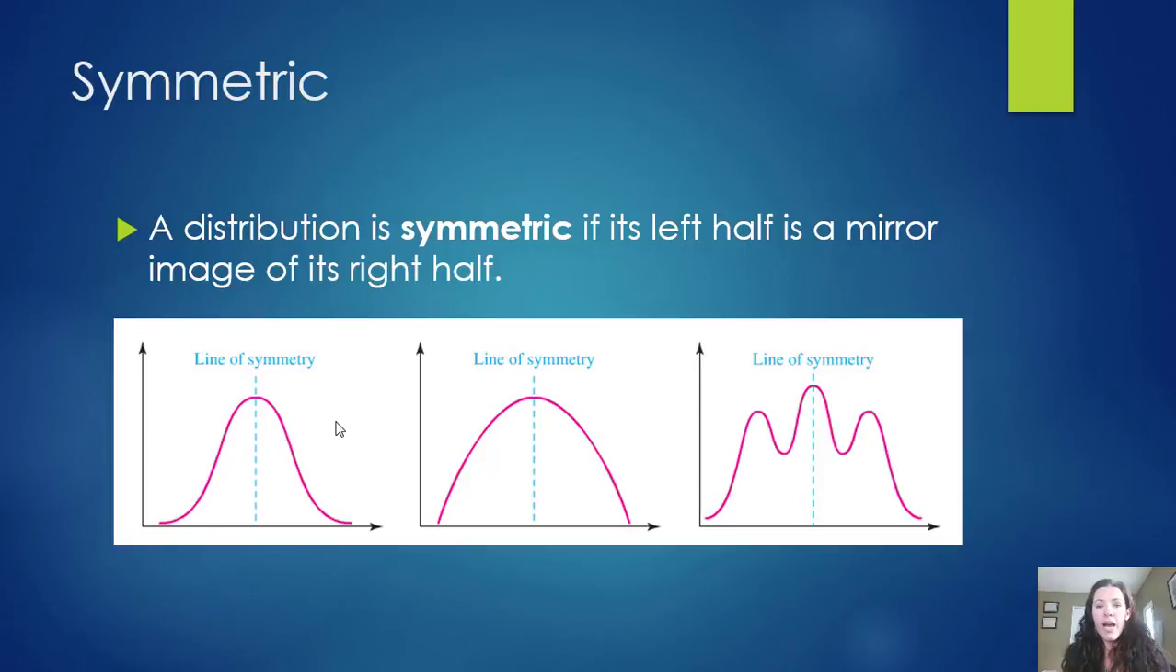Alright, the symmetry of a graph is if its left half is a mirror of its right half. So you have the mode that occurs in the middle. You have a line of symmetry, it makes it symmetric. You can also have a trimodal or even a bimodal graph. As long as the left and right hand side look the same, we would call them symmetric.